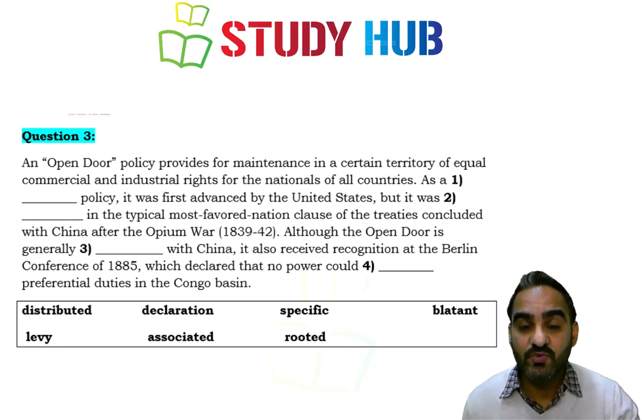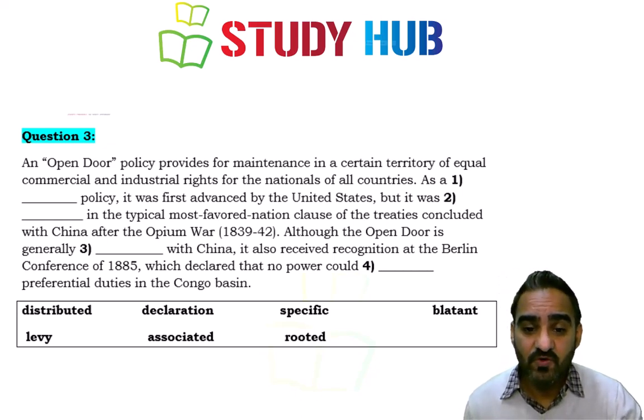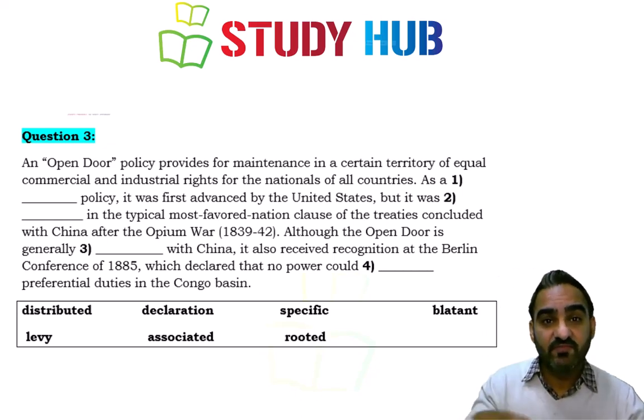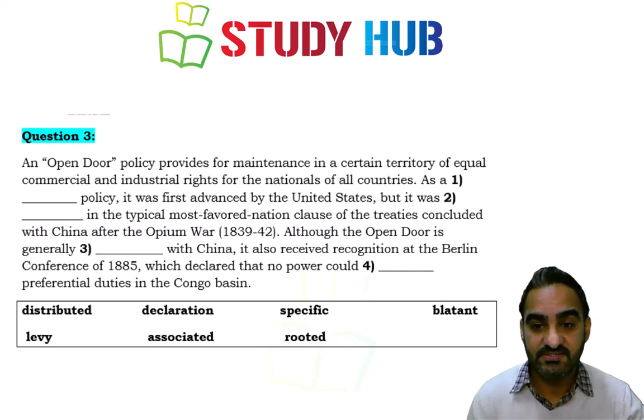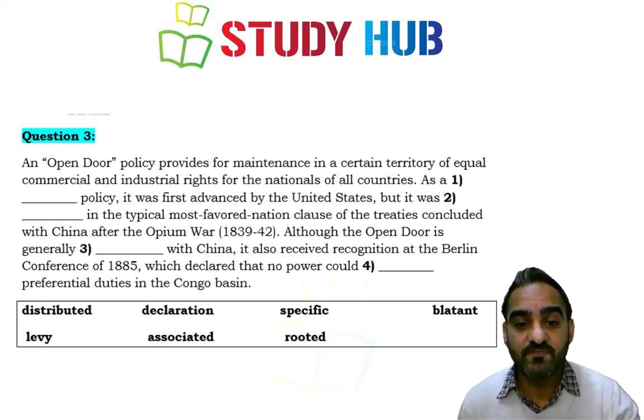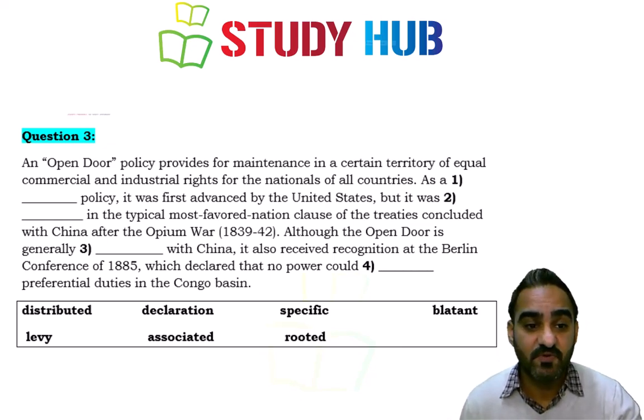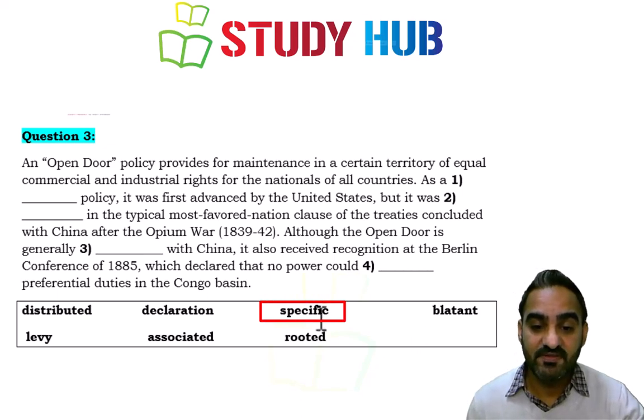But one thing is very sure, that we know the word specific. And then there is blatant, which also behaves like an adjective. So first I'm going to go with the adjective that I know and see if it is making sense. So as a specific policy, it was first advanced by the United States. As a policy is specific, yes, that makes sense. So the answer for the first one will be specific policy. So that means that is gone.